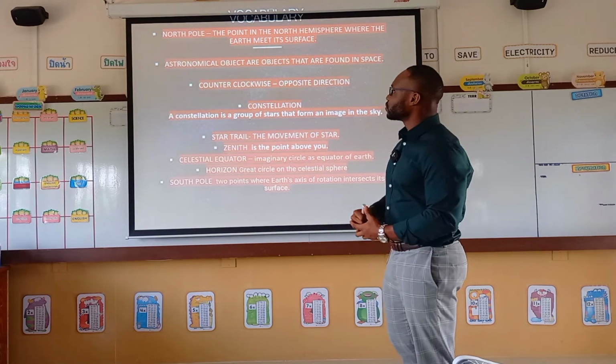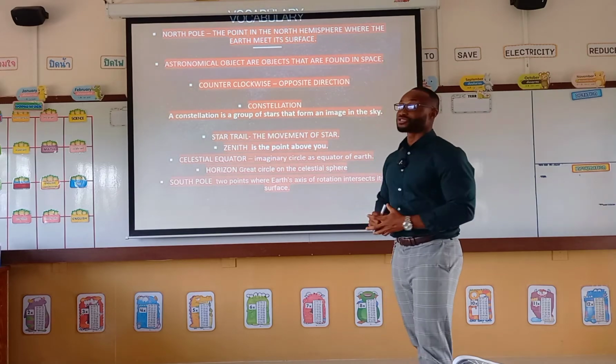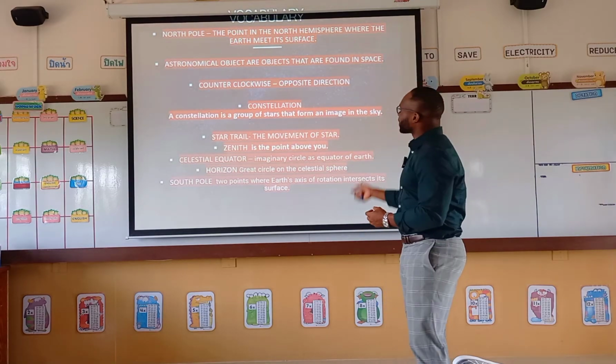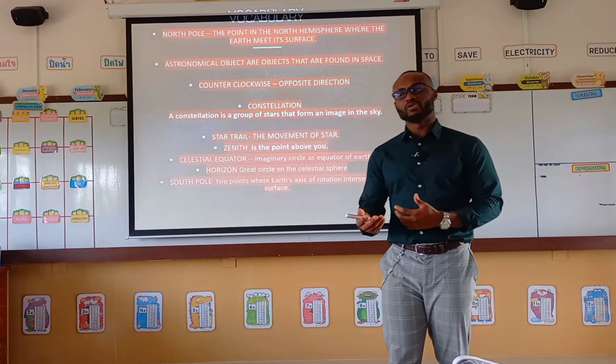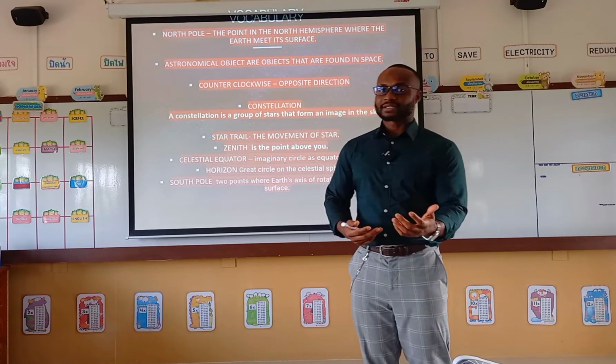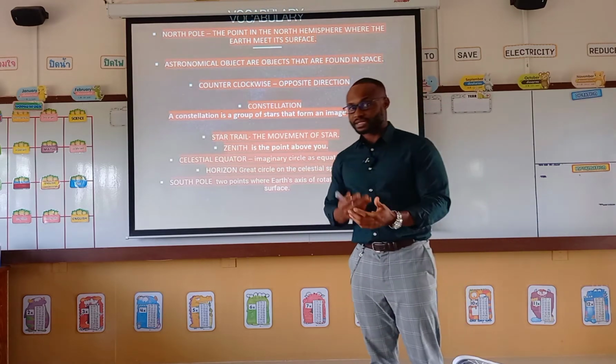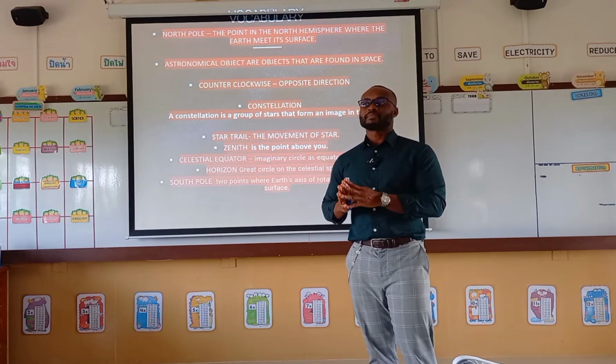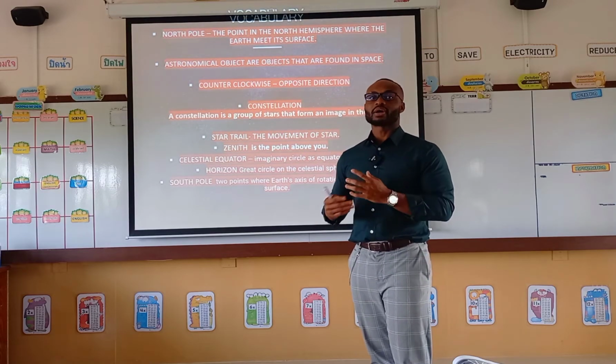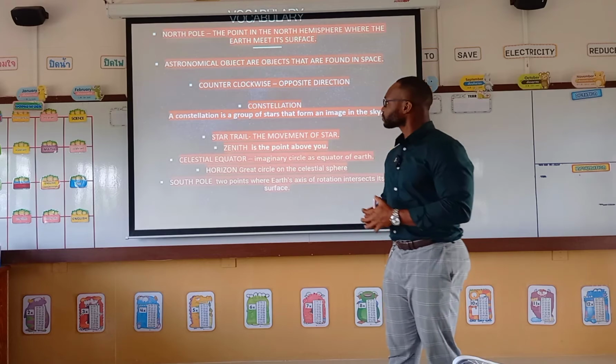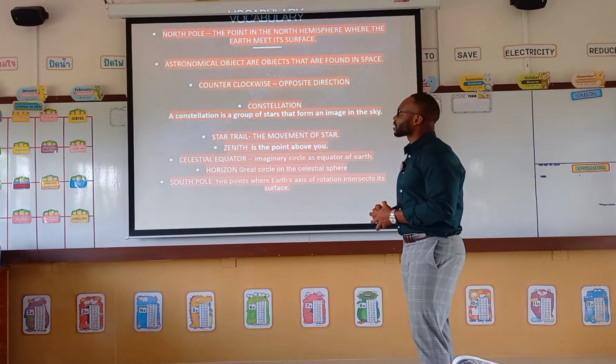All right, number two, astronomical object. So astronomical objects are objects that are found in space. So for example, moon, stars, sun, galaxies, comets, everything basically, all these things that you find in space are called astronomical objects.